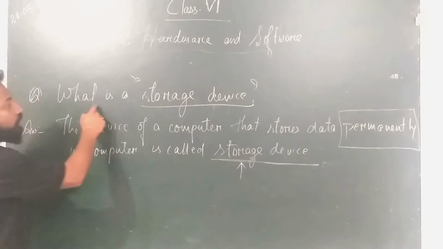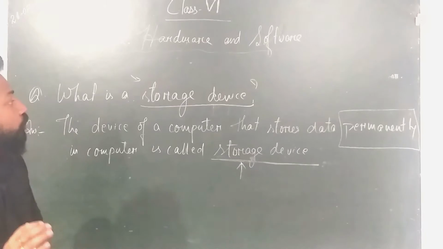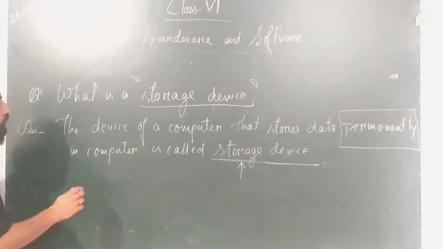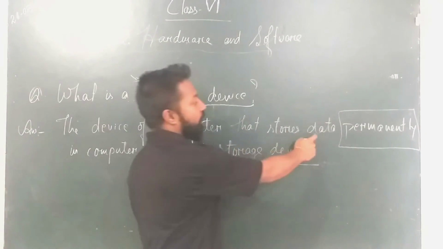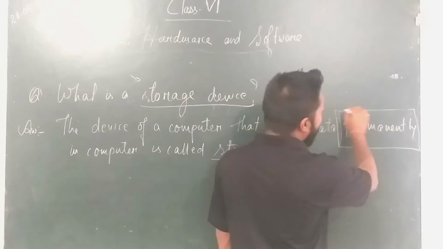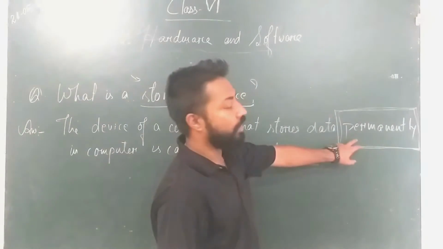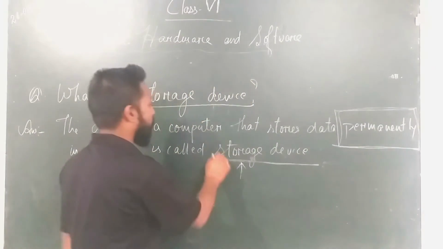Now our next question is, what is a storage device? See, in a computer there are many storage devices. The devices of a computer that store data permanently, that means even if you switch off the computer, the data will not get lost. Those devices are called what?